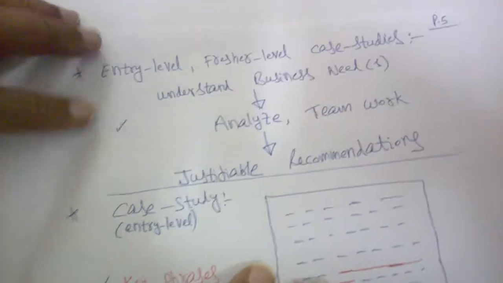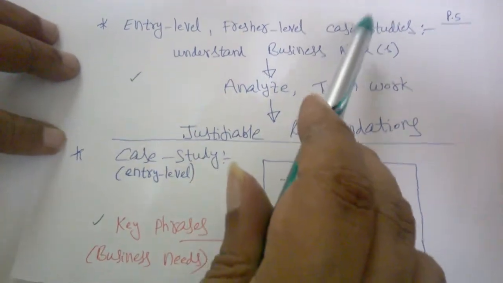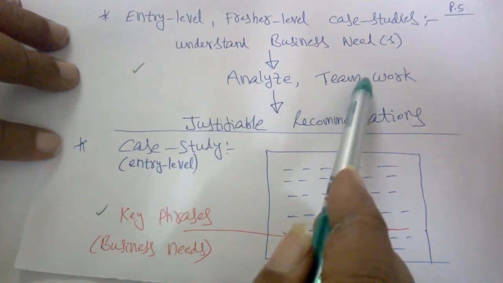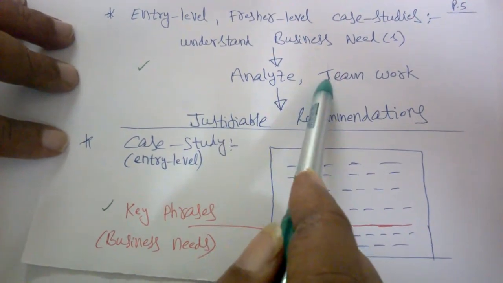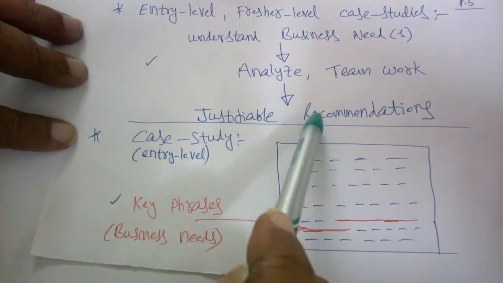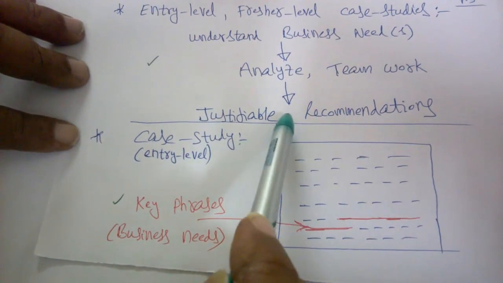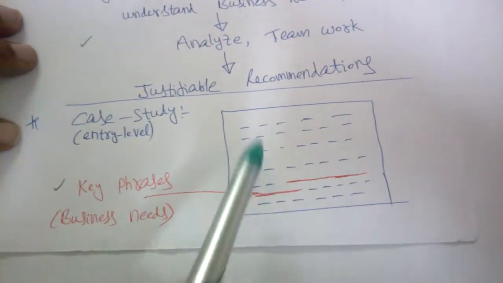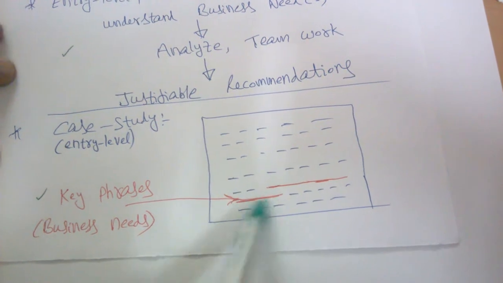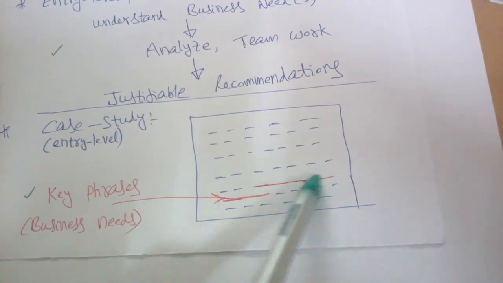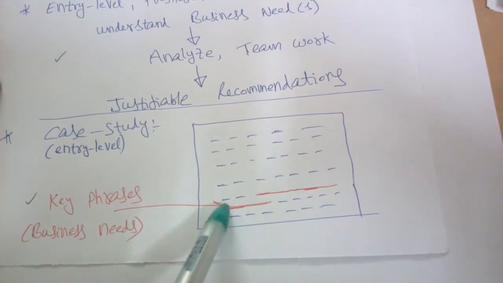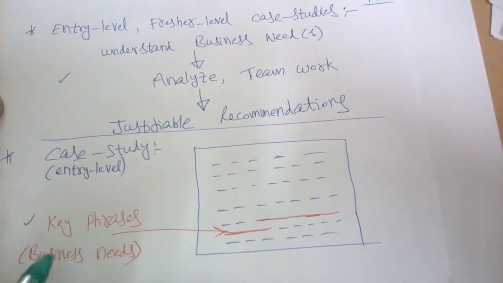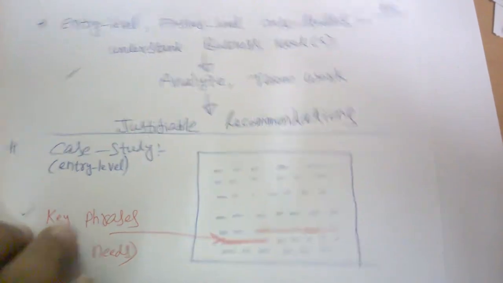For entry level or fresher case studies, we have: understand the business needs, analyze through a teamwork process, analyze the business needs, and come up with alternatives and recommendations which are justifiable. When looking at a case study, one may look out for key phrases which will convey business needs. They are like diamonds. So one should watch out for those phrases.